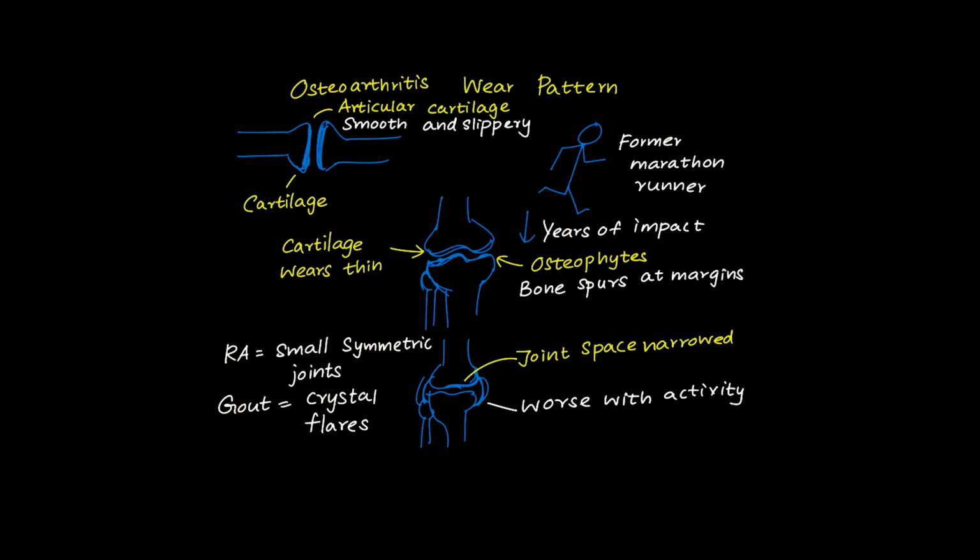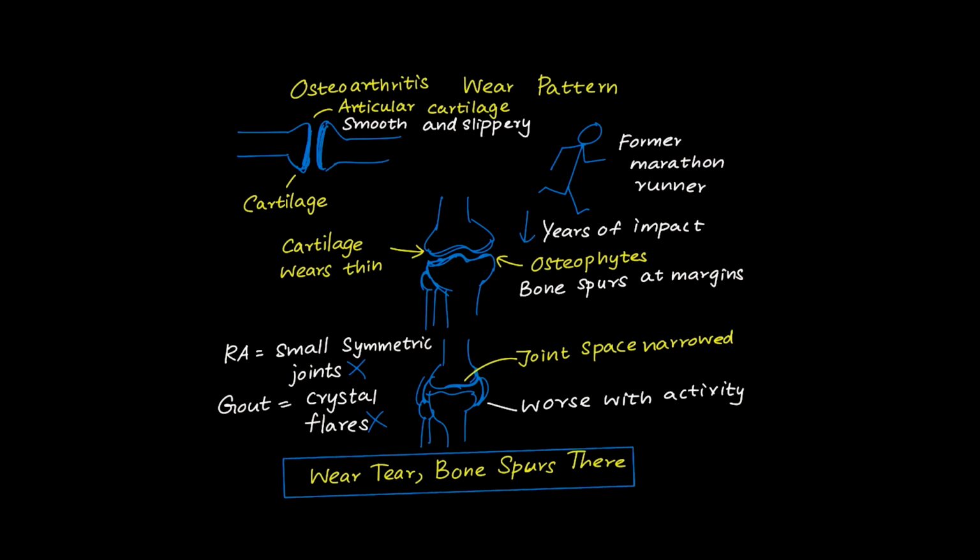Here's an OA exam tip for you. Remember osteoarthritis as wear and tear, bone spurs there. Cartilage wears, osteophytes form at edges. Wear and tear, bone spurs there equals osteoarthritis on X-ray.